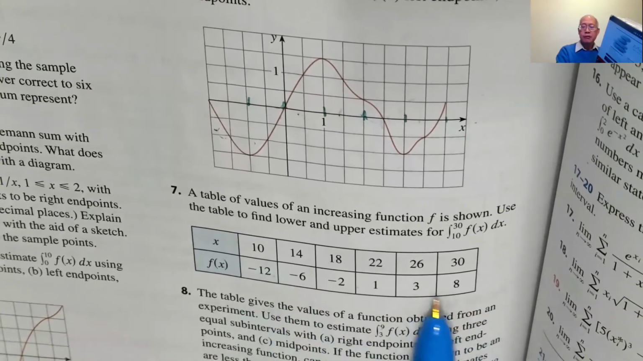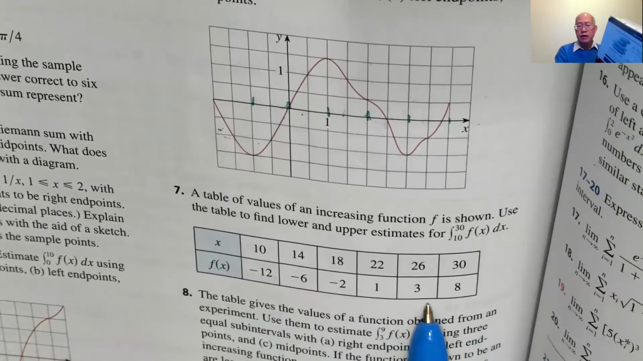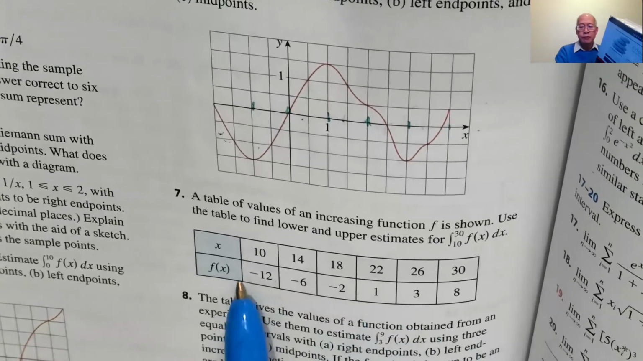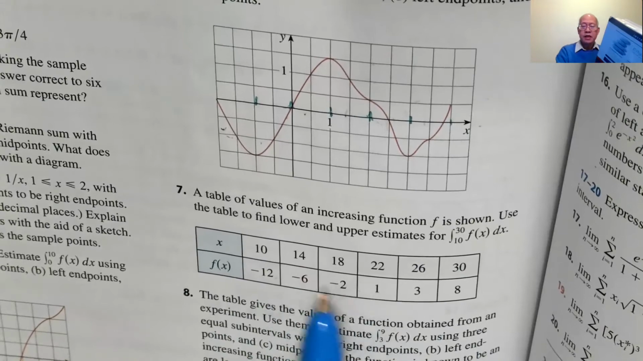The last subinterval, from 26 to 30, goes from 3 to 8. To get a lower estimate, I picked the 3. Similarly, for the upper estimates, I picked the right endpoint. From -12 to -6, the larger number is -6. From 14 to 18, the larger number is -2, and so on.